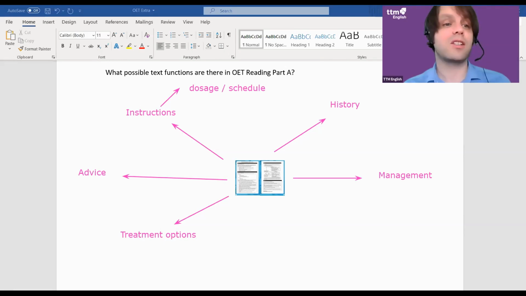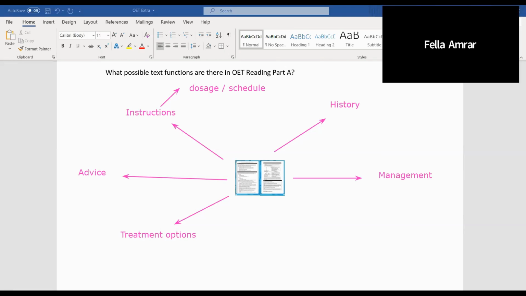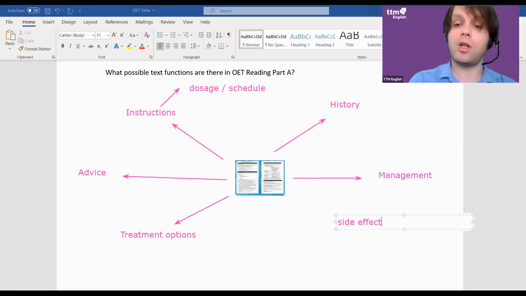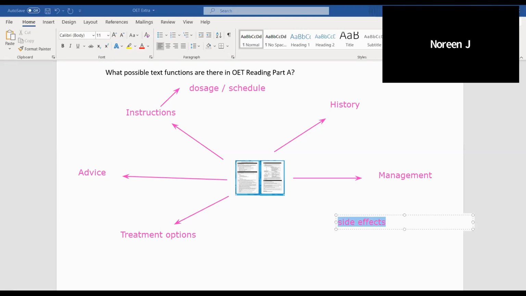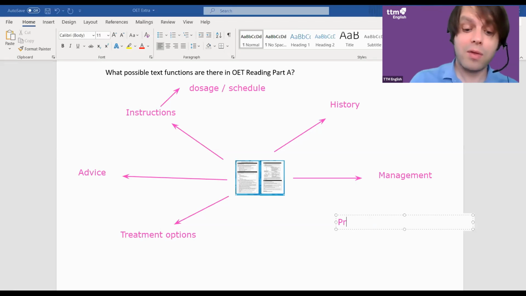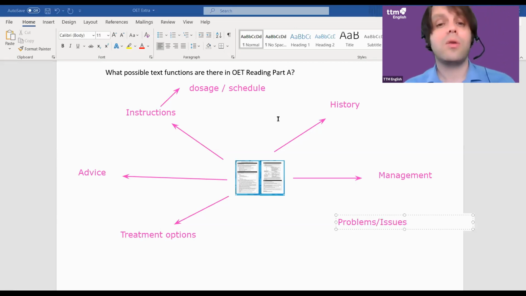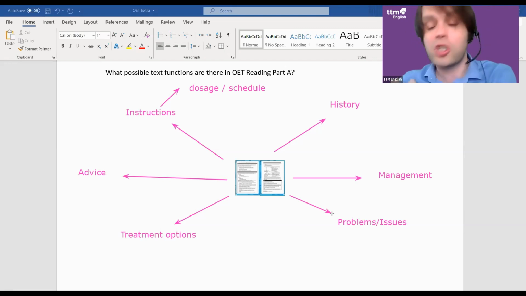Who said side effects? I said side effects. Yeah, side effects. Okay, it could be a text all about side effects. But what's the function then? Complications. Warning. Warnings. So I wrote that one down before the class. I'm going to say problems and issues, right? So what else, guys? Don't get confused with the topic, right? It's a different thing, the function. Anything else? You can shout out.